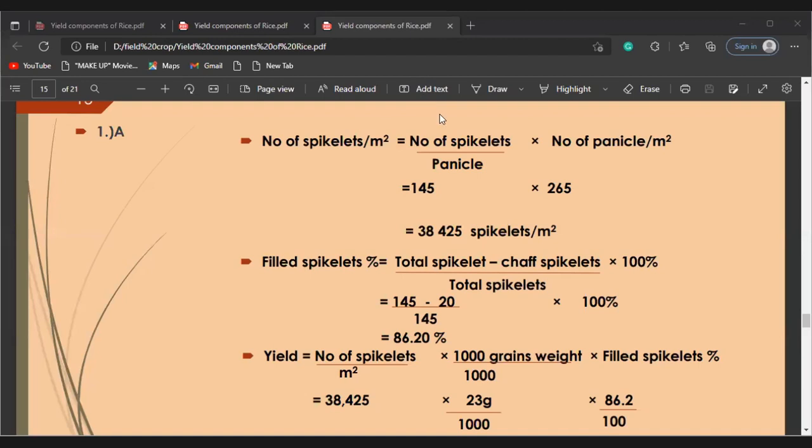Okay. So in this question, first of all, you have to calculate the number of spikelets per meter square. Then from the chaffy ones, we already gave that number. From that you have to calculate the filled grains. Then you have to convert into yield. Got it? Yes? Everyone, do I need to repeat? So I will ask some.